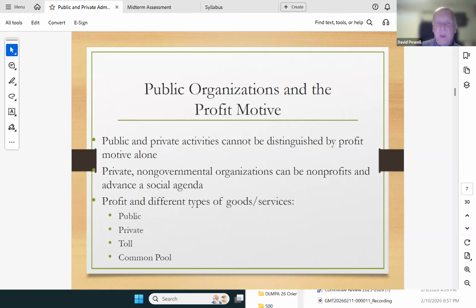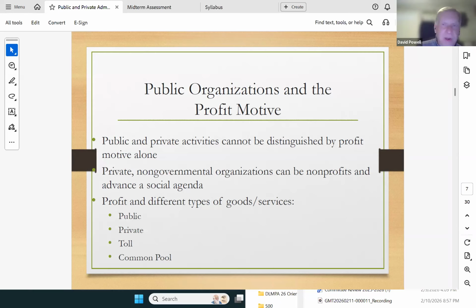There are far fewer common pool types of goods than we have with toll goods, but those four different types of goods are important for distinguishing between sectors because the type of good that's being provided and produced by the organization will help determine is it a public or a private organization. Again, if it's a pure public good, provision and production is probably going to be done by the public sector. If it's a pure private good, provision and production is probably going to be done by the private organization.